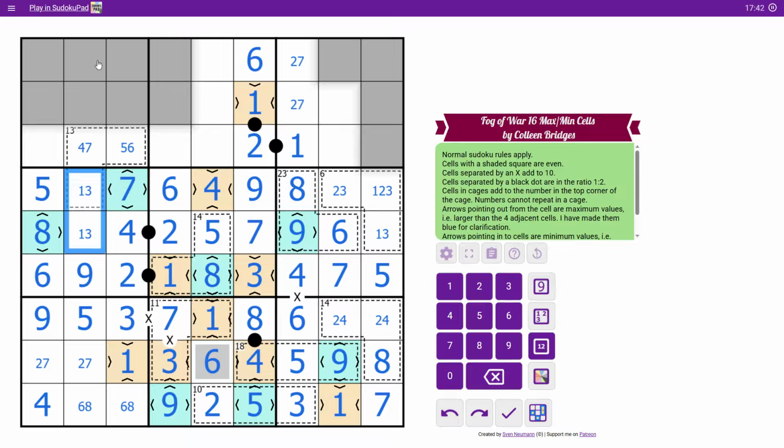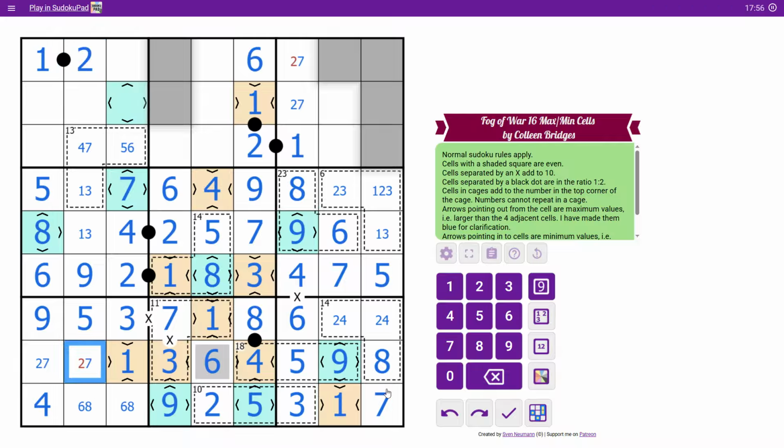How does that help? That helps because look at all these 1s. We can't have a 1 there, we can't have a 1 there, we can't have a 1 there, we can't have a 1 there. So we've got to have a 1 there. And that helps, we've got a 2 there. 2 there. 4.